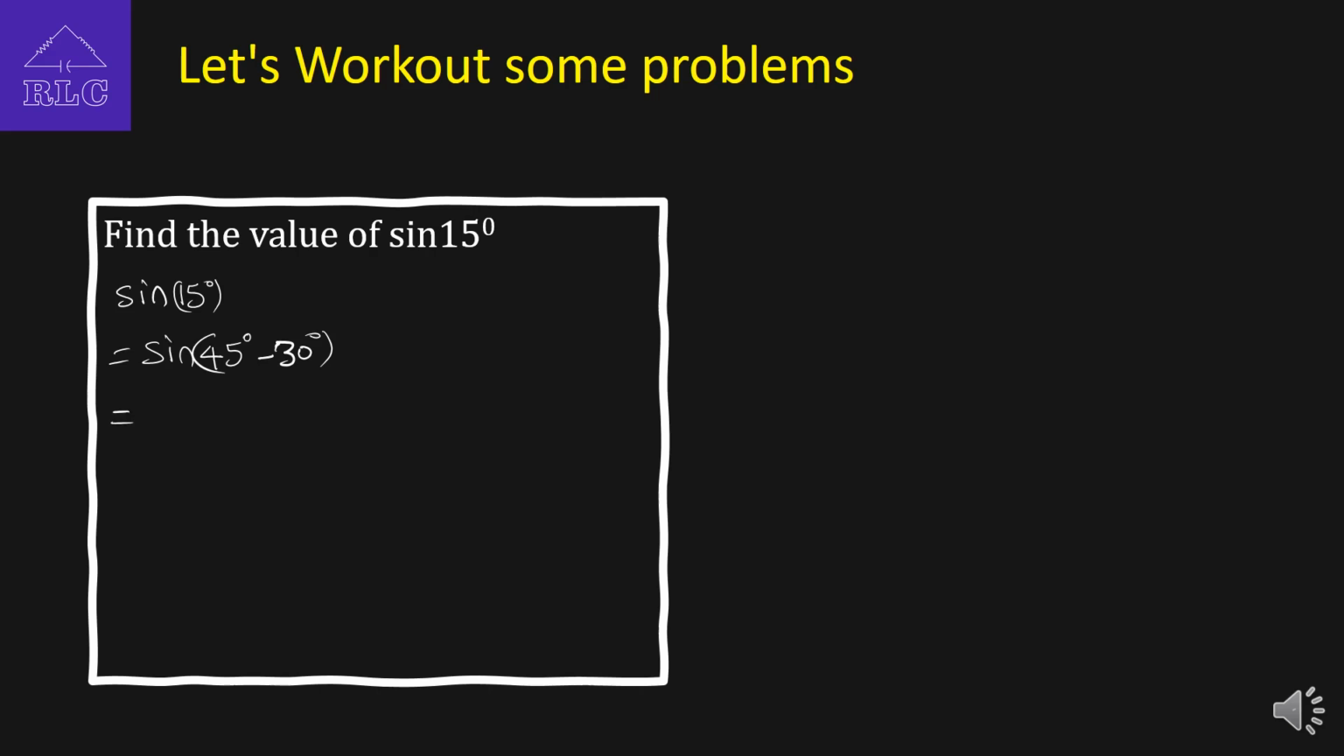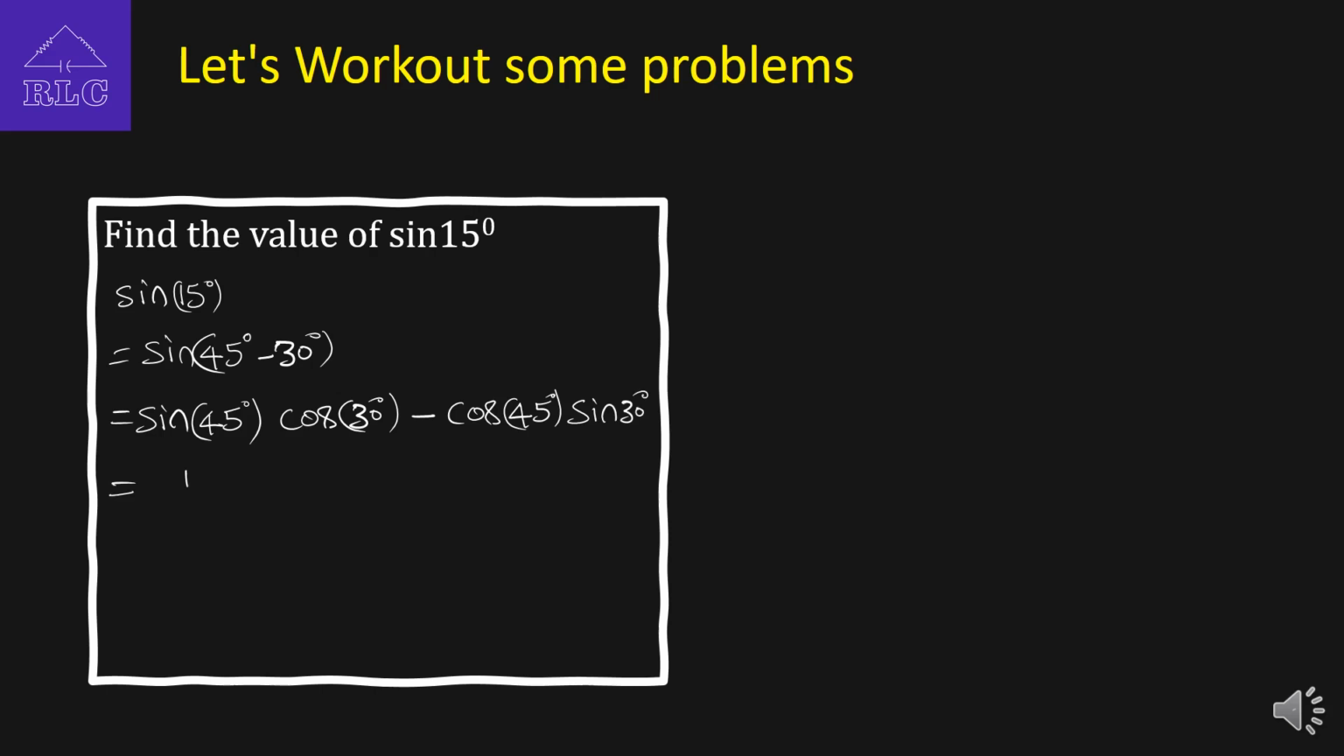So which is nothing but, expanding the sine a minus b expansion, sine 45 degrees cos 30 degrees minus cos 45 degrees into sine 30 degrees.